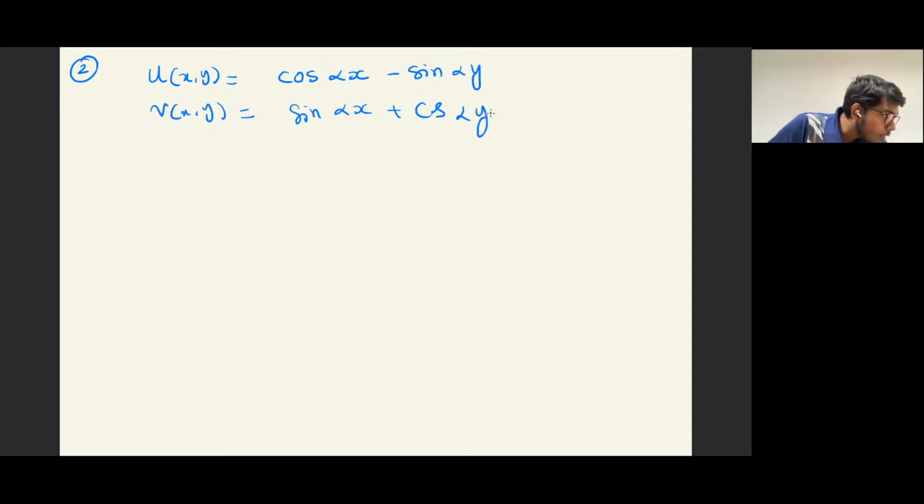So if f is analytic, then the z bar derivative is 0, but not the converse. That is, if the derivative is 0, then we cannot say that f is analytic.